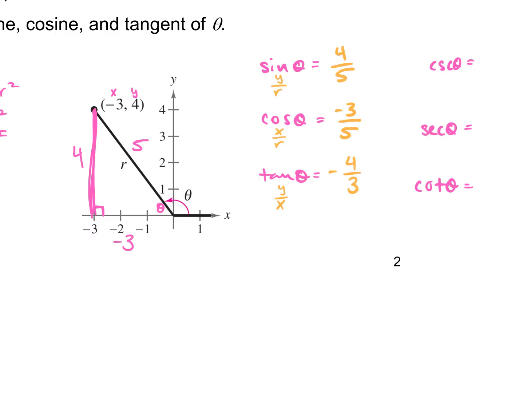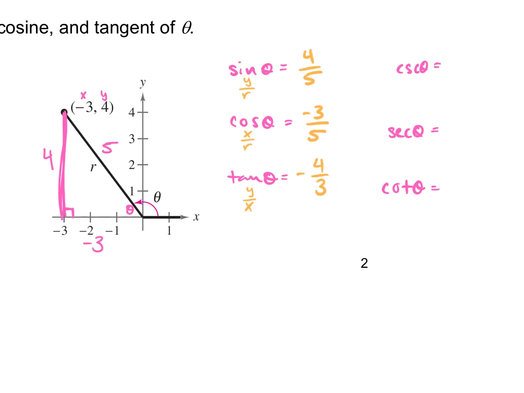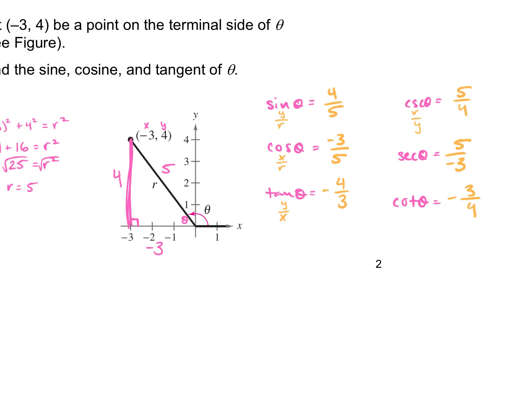Now when we find our reciprocal functions, we're just going to flip it. So cosecant is r over y, or 5 over 4. Secant's the reciprocal of cosine, so 5 over negative 3. And then cotangent's the reciprocal of tangent, so it'd be negative 3 over 4. So these are the 6 trig functions.